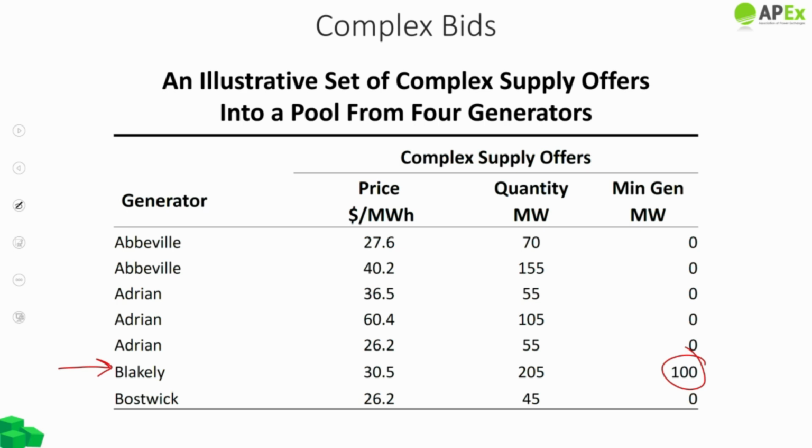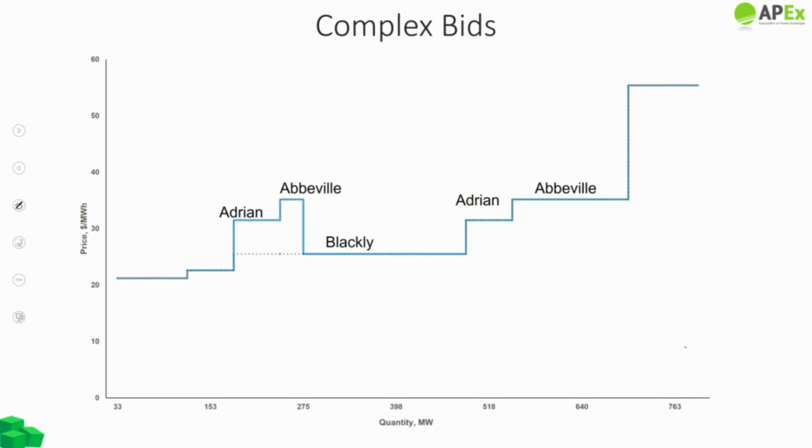Now, let's try to construct a supply curve using this information. While constructing the supply curve, the sorting engine has to also consider the additional constraint that at any time the award to generator Blackley shall not be less than 100 megawatt. Therefore, the supply curve takes an interesting shape at the load levels between 170 megawatt and 270 megawatt. At this load level, although generator Blackley has the lowest price, due to its minimum capacity constraint it cannot generate, and it will not be awarded any generation here. The supply curve instead is formed by the next highest offers from generator Adrian and generator Abbeville.